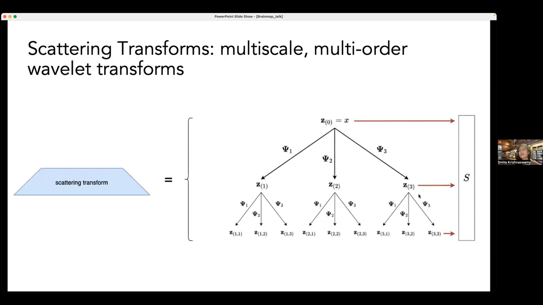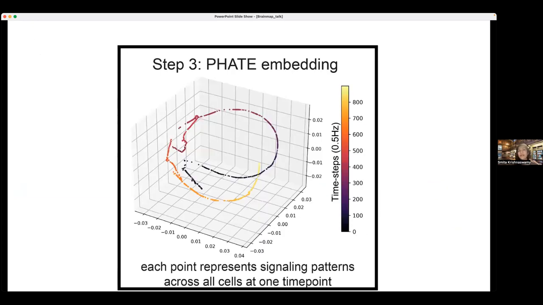So these are called scattering transforms, and the interesting thing is they can be made deep. You can take these scattering coefficients and then use them as signals in the second frame, and you can create a deep network that's much like a neural network. And that's why we were interested in integrating it into a neural network. And it turns out to be much more powerful for capturing what an entire signaling dynamic is spatially.